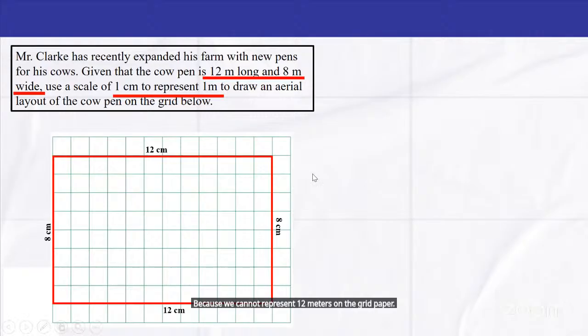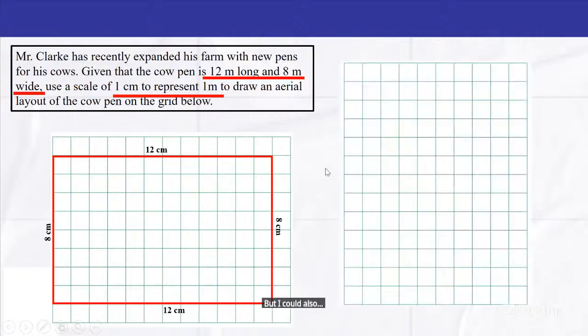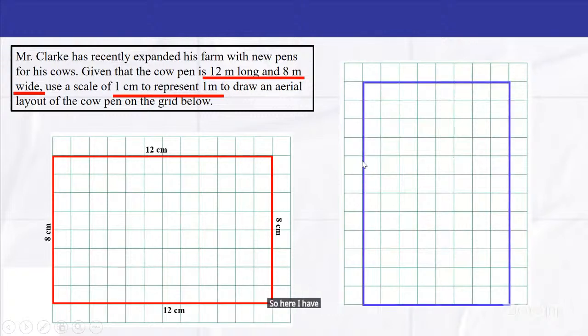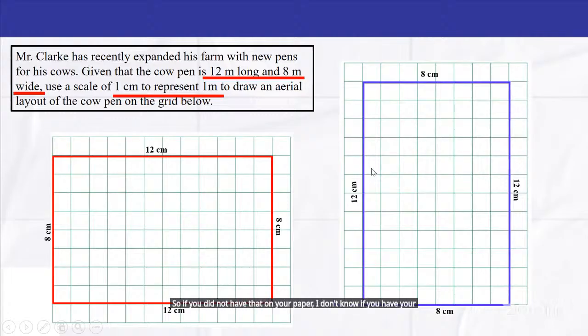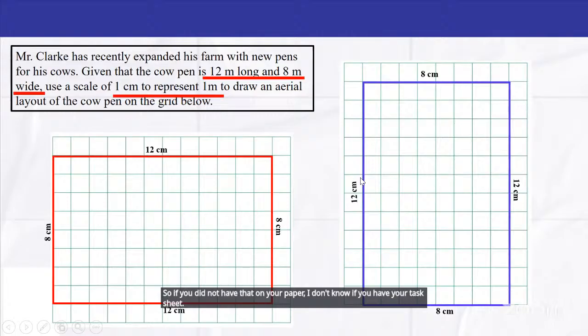But I could also give another orientation of the diagram. So here I have another diagram. Look at the orientation and look at my labeling. Okay? So any of these two would be fine. So if you did not have that on your paper, I don't know if you have your task sheet, you could make a sketch of this.